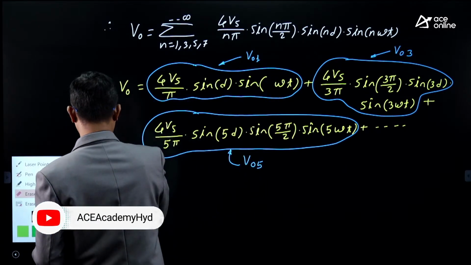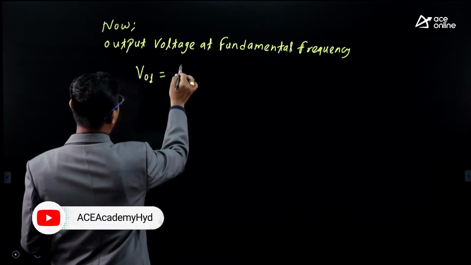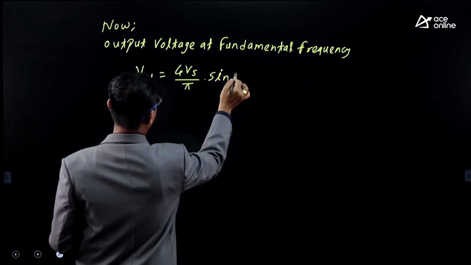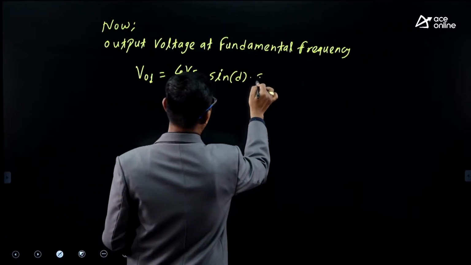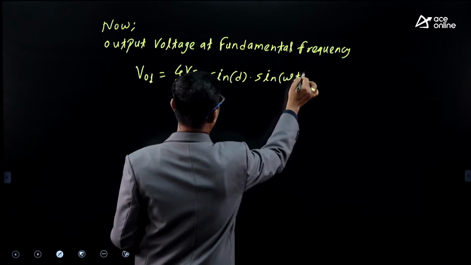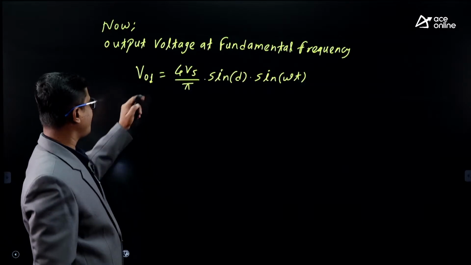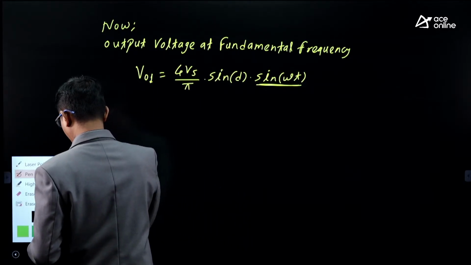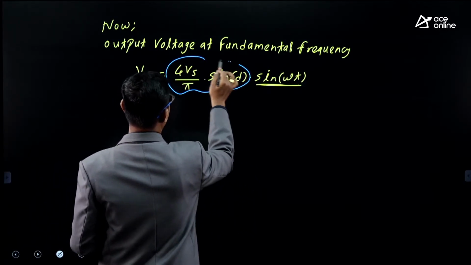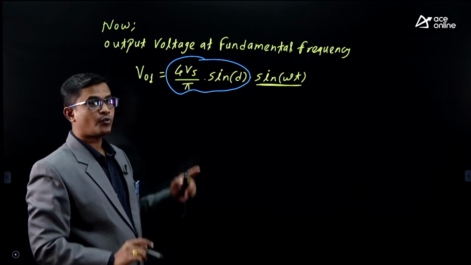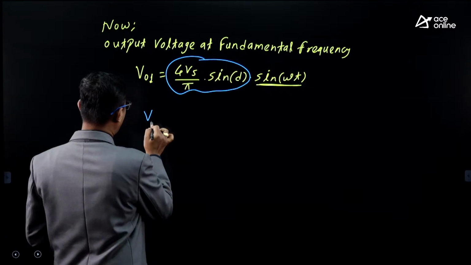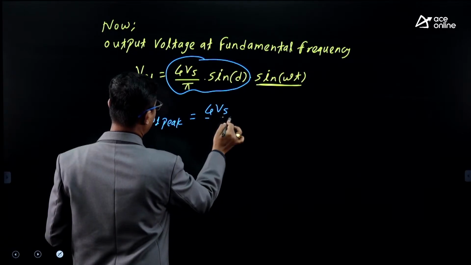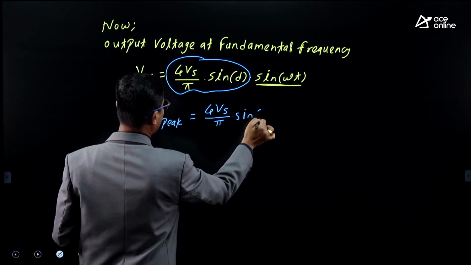So that will be 4Vs by pi into sine of d into sine of omega t. Now tell me, this is your fundamental component output voltage. It is a sinusoidal function, so what is the peak value of that sine wave? The peak value of the sinusoidal function is this one. So this indicates the V01 peak value of the fundamental component output voltage: V01 peak is equal to 4Vs upon pi into sine of d.